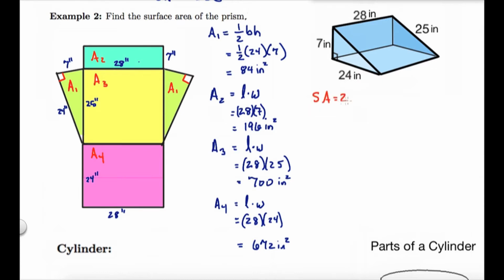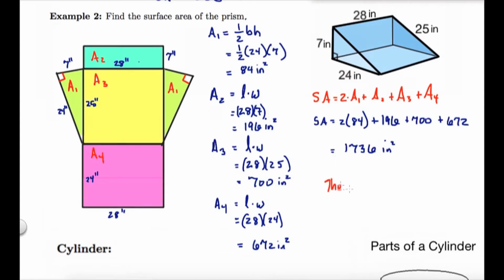Now there's 2 A1s, so that's why I say there's 2 A1s. So 2 times 84 gives us the 2 triangles. And the rest we just add. So we get 1,736 square inches.